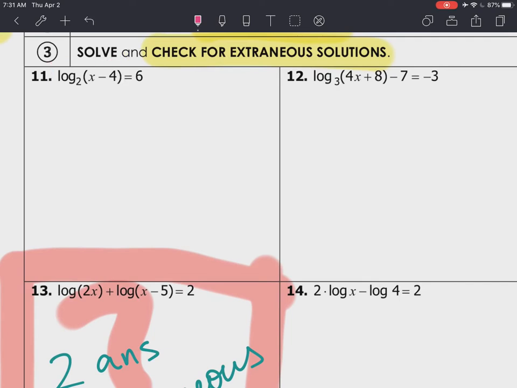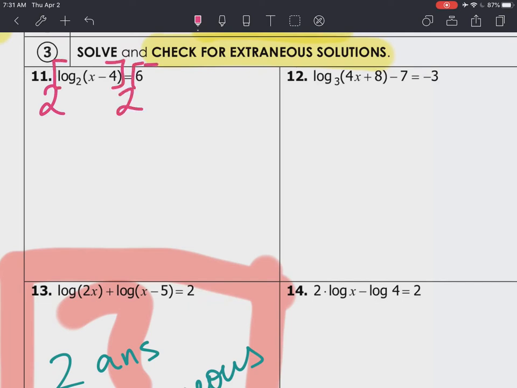Alright, so for number 11, you can see that the log is isolated. That means that there's no plus or minus on the outside here. There's nothing in front here. We are ready to solve this. So what is the opposite of log base 2? The opposite is 2 to the power of log base 2 of anything, because they would cancel each other out. So that is what I'm going to do on both sides.